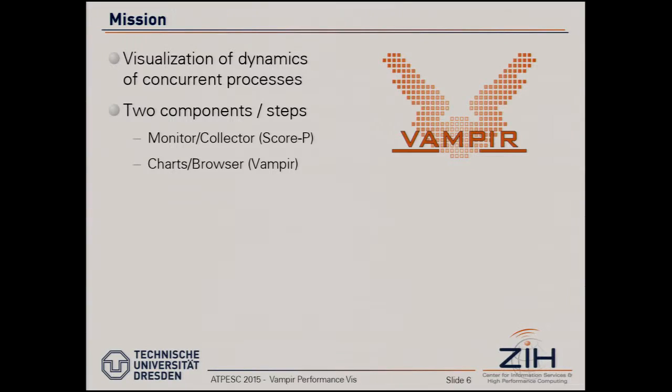The mission behind Vampir is that we want to visualize. The name Vampir is actually an acronym: Visualization of MPI Resources. So there are two components. First, you have to collect data of some form. That's the so-called trace file that you've heard of before. And then you can visualize this.